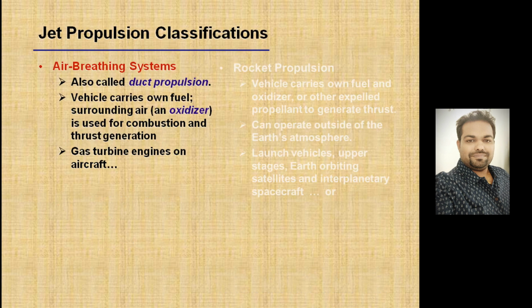So if we classify jet propulsion in detail, the first system is nothing but air breathing systems. They are also called duct propulsion. The vehicle carries its own fuel, and the surrounding air is used for combustion and thrust generation. Gas turbine engines used on aircraft are examples of the air breathing system.